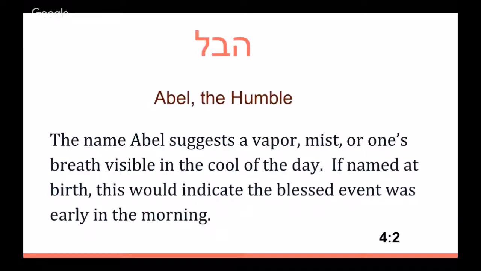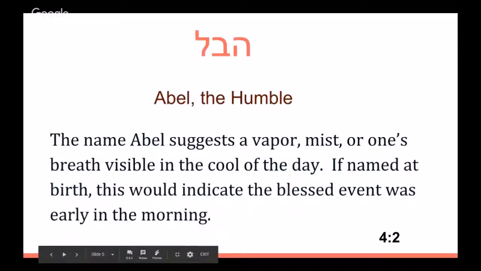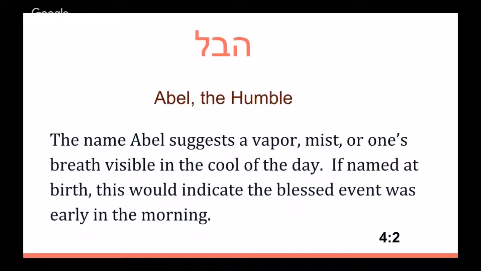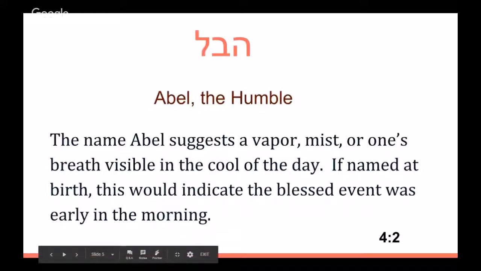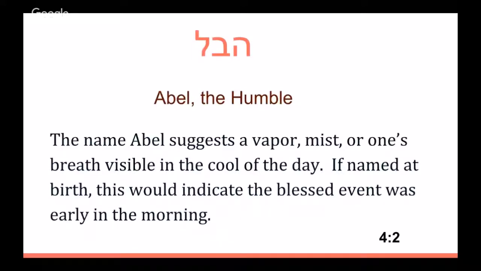But the point of this broadcast is to get a feel for what the world was like based on the names. And since Abel was named vapor, mist, it could very well have been because he was born in a mist. Or it could have been the cool of the day and they could see their breath, and it was the breath, the mist. And ironically, it was also vanity, the shortness of life, as we read in Ecclesiastes.